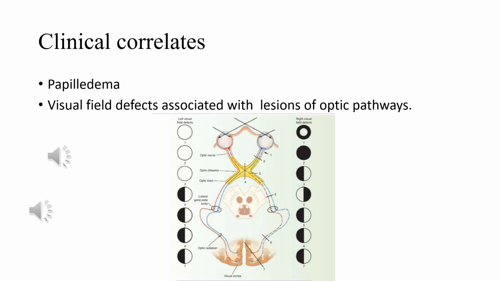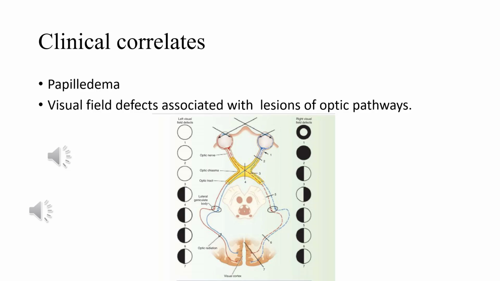Now in this diagram, they are basically showing you the lesions on the right side of the optic pathway at different levels. If the lesion is at different levels only on the right side of the optic pathway, how will it affect both eyes, right?